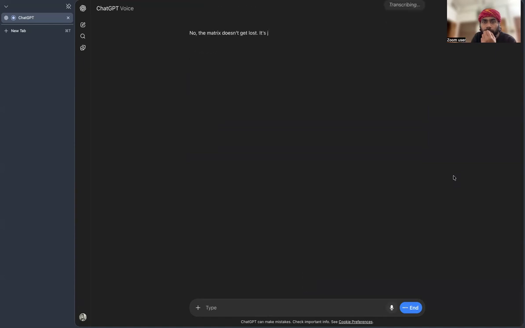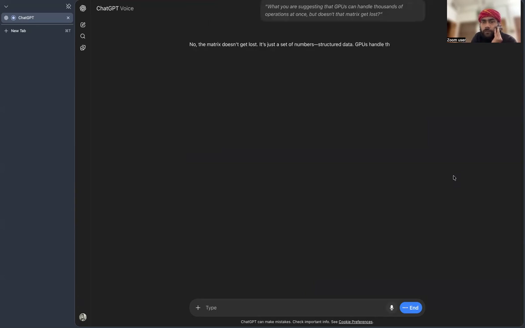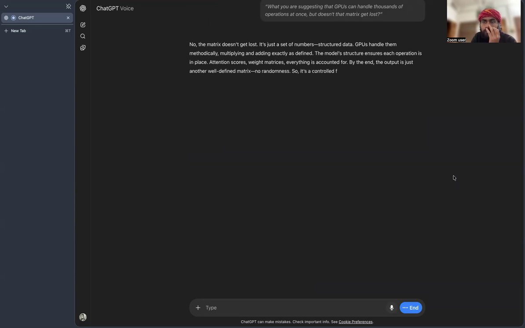No, the matrix doesn't get lost. It's just a set of numbers, structured data. GPUs handle them methodically, multiplying and adding exactly as defined. The model structure ensures each operation is in place. Attention scores, weight matrices, everything is accounted for. By the end, the output is just another well-defined matrix, no randomness. So it's a controlled flow of math, ensuring nothing is lost.